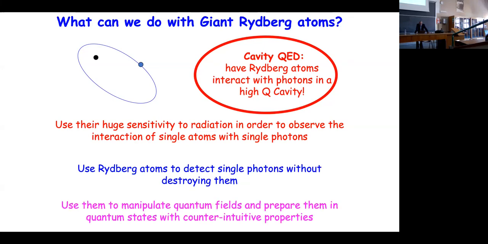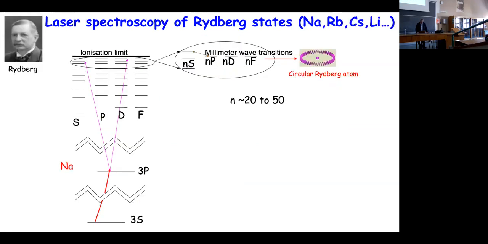And you can also use them to manipulate quantum fields and prepare these fields in quantum states, which are superpositions of states with different classical attributes, different phases or different amplitudes. And this is a Schrödinger cat problem. So we will study all this in turn.